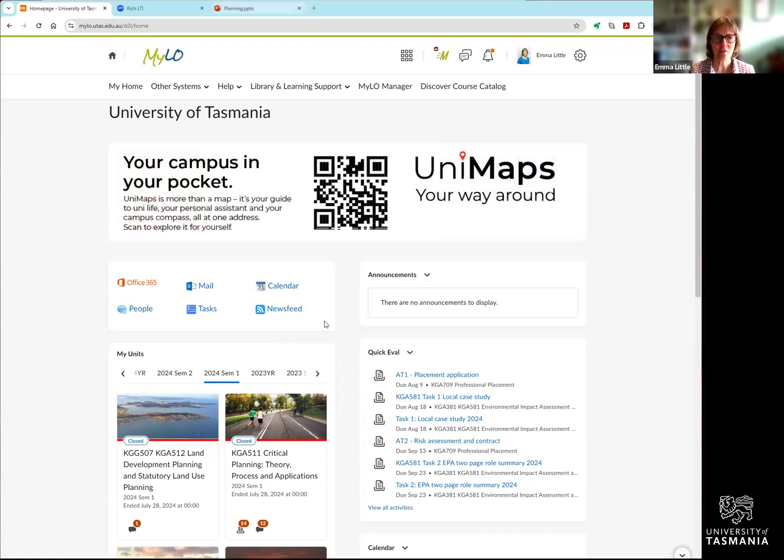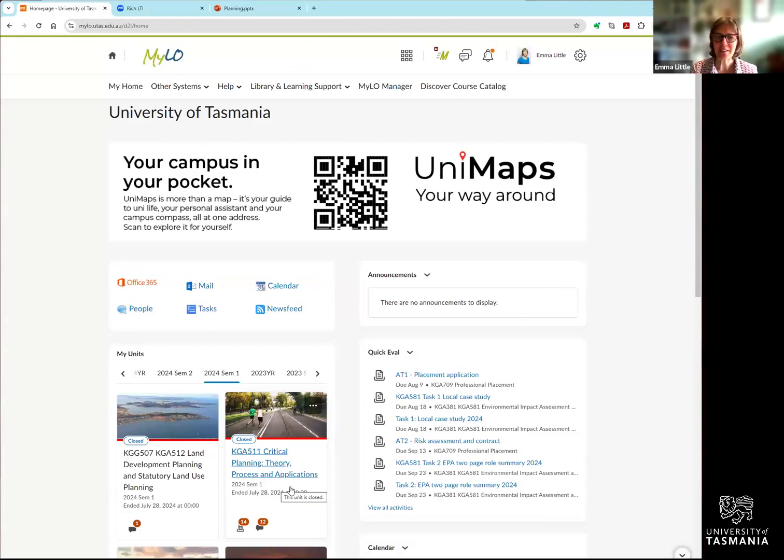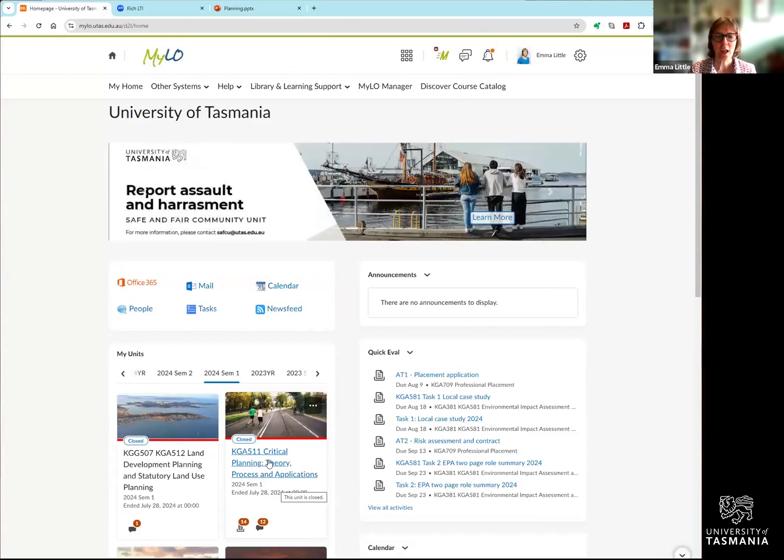Before we do that, just a reminder that this is the way that the units are set up. In the Graduate Diploma, if you're starting in February, you do critical planning and statutory land use planning. So let's have a look at those two units. I taught both of those units this year in 2024.